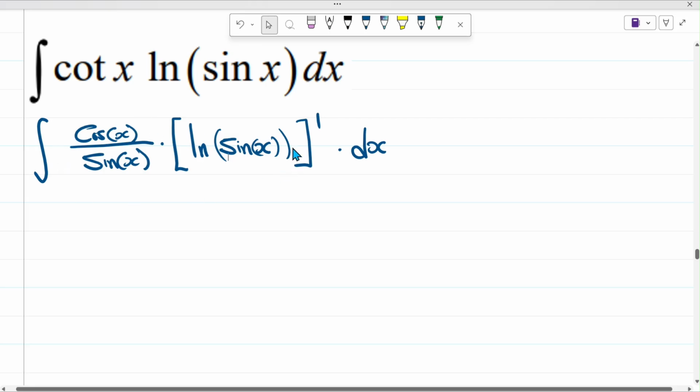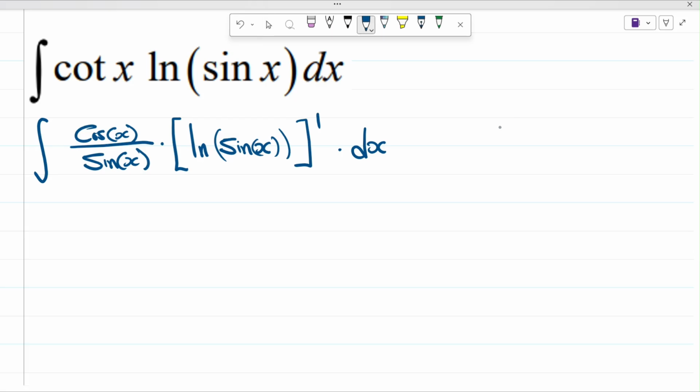I'm just trying to convince you that if we let this be our f of x, then this is going to be our f prime of x. In what way? If we let ln of sine x be our f of x, then we know that for the derivative of ln, we put a fraction, and on the denominator we put the argument, so this is sine x. On the numerator, you differentiate that argument. The derivative of sine x is cos of x. So cos x over sine x, which is what we have here, right?